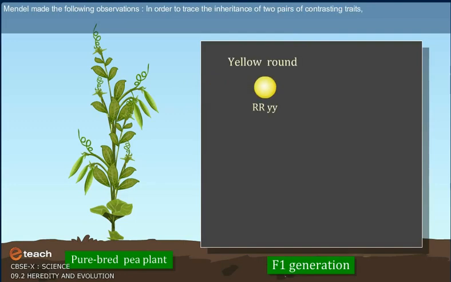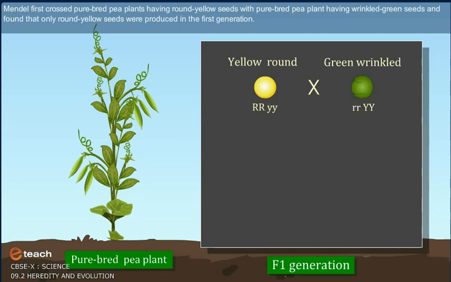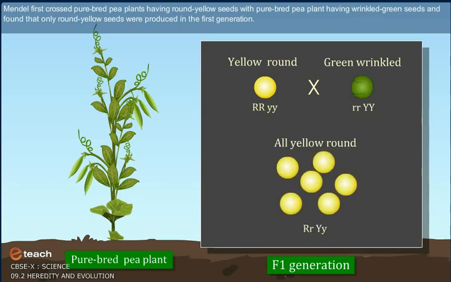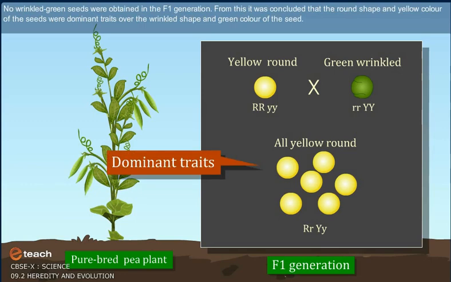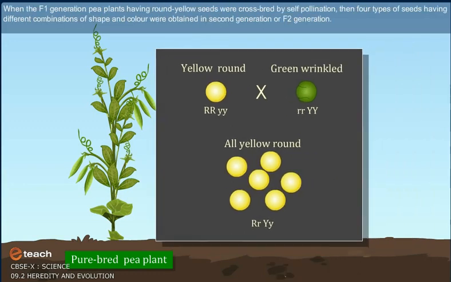In order to trace the inheritance of two pairs of contrasting traits, Mendel first crossed purebred pea plants having round yellow seeds with purebred pea plant having wrinkled green seeds and found that only round yellow seeds were produced in the first generation. No wrinkled green seeds were obtained in the F1 generation. From this, it was concluded that the round shape and yellow color of the seeds were dominant traits over the wrinkled shape and green color of the seeds.